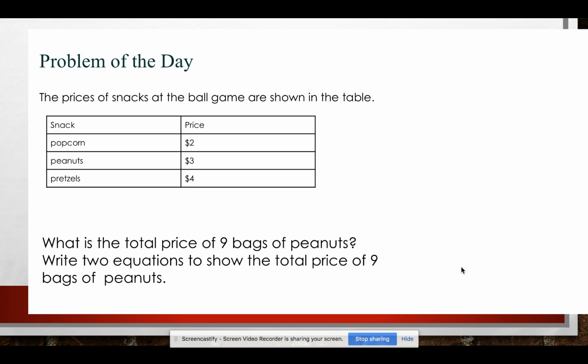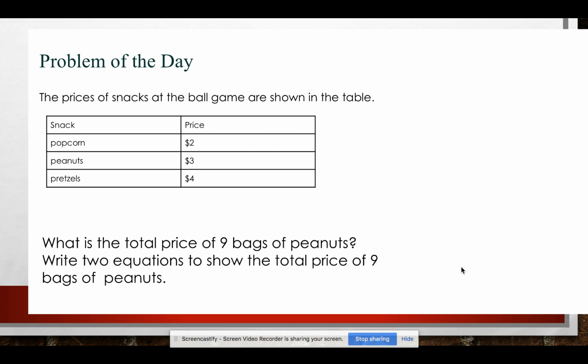First, we're going to start off with the problem of the day. It says the prices of snacks at the ball game are shown in the table. What is the total price of 9 bags of peanuts? Write 2 equations to show the total price of 9 bags of peanuts.